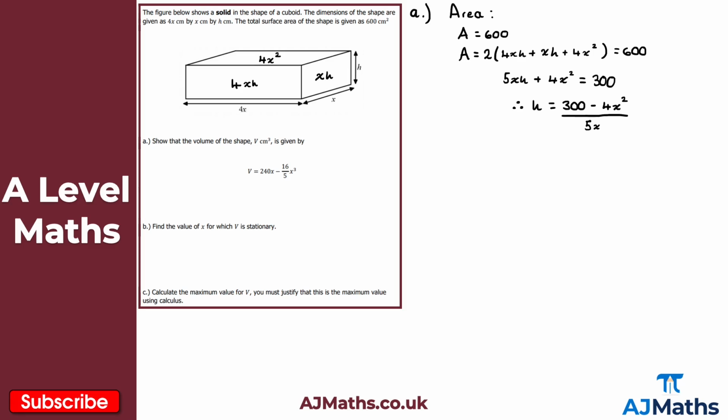Now, that's the total surface area considered. What we now need to consider here is the volume of the shape. So for the volume then, well, this is V, and this is equal then to 4x times by x times by h. That's going to be 4x squared h, like so. Now we know that h is equal to 300 minus 4x squared all over 5x. So what I'm going to do now is substitute this here into my equation here for the volume. So V is equal, we've got 4x squared times by h here, which is 300 minus 4x squared over 5x.